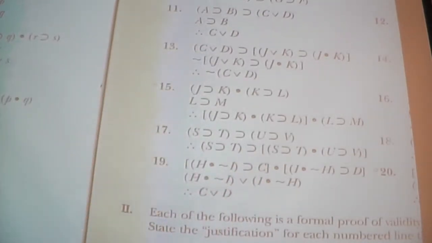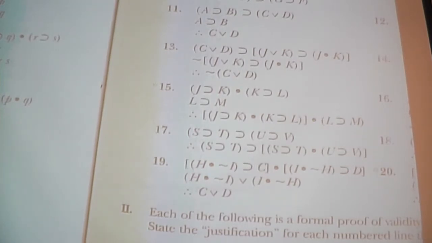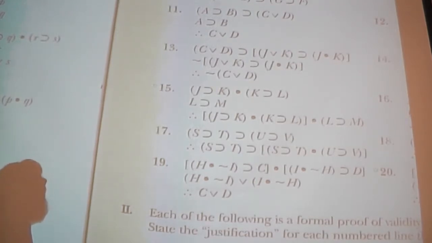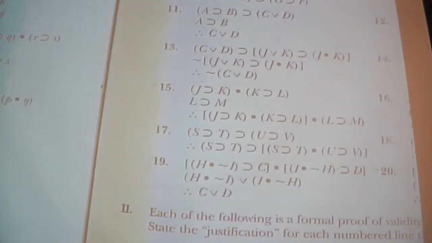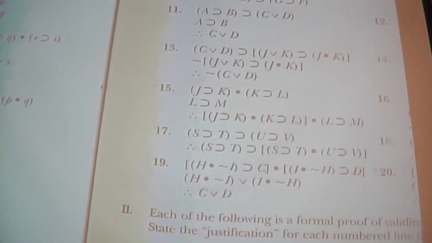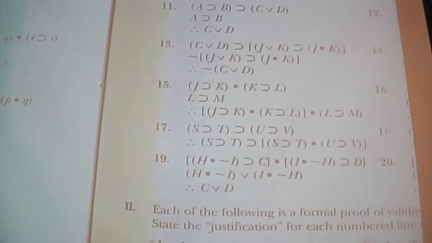Number 13, you tell me. What are we looking at here? It is modus tollens. It's a pretty long substitution, but same form, same description. How about number 15?